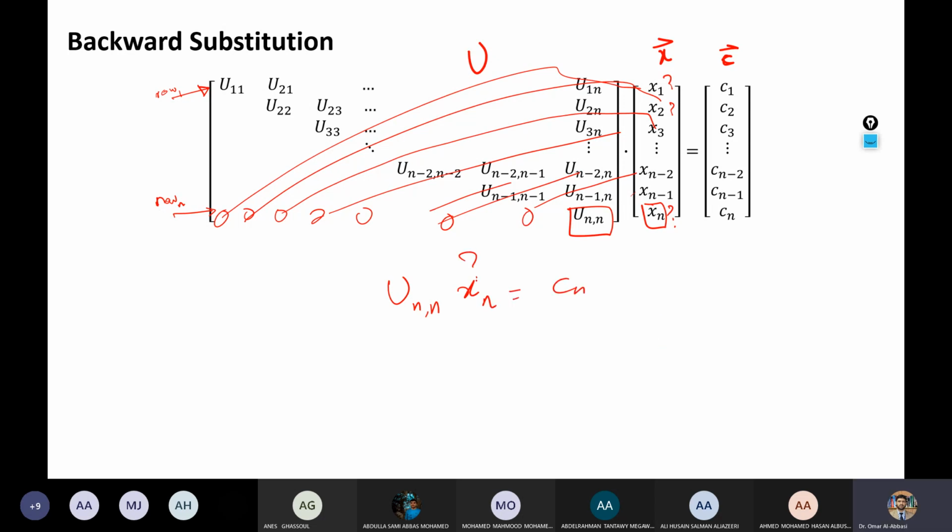The only unknown is xn. Can we solve for xn now? Okay, we solve for xn now. We have it, right? That is done now. xn is a known quantity. So what shall we do next?